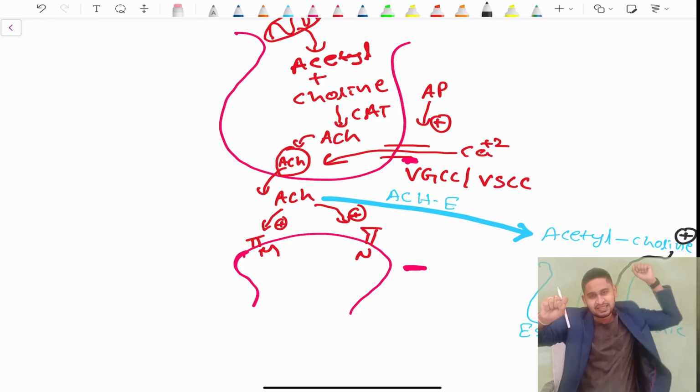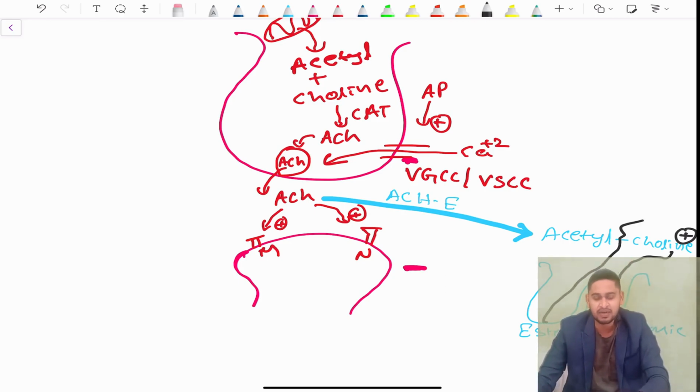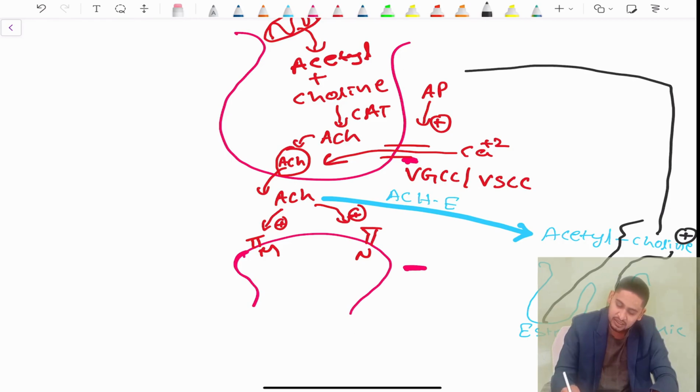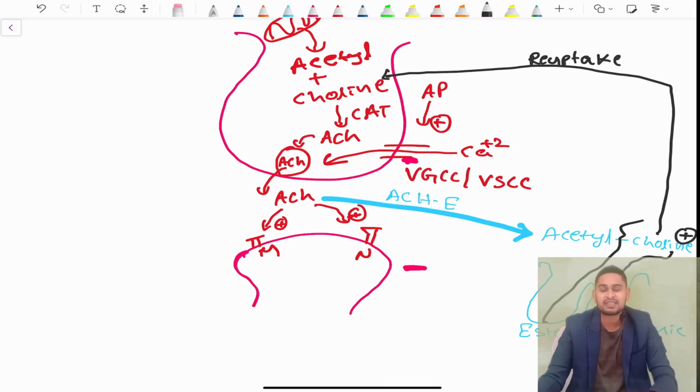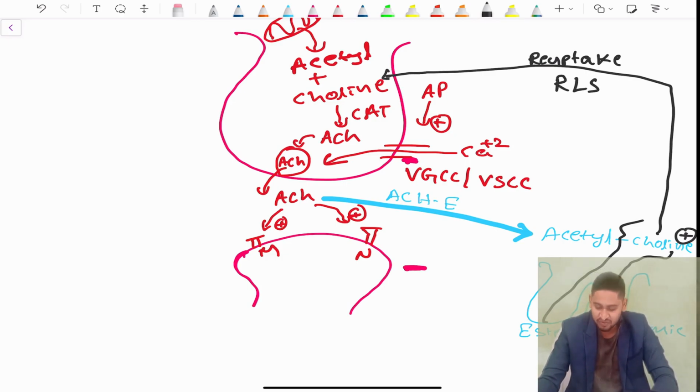Now the ester site will break down the particular ester bond between the acetyl and choline, and the choline will be taken back into the presynaptic nerve, and this process is called the reuptake process. And this is the rate limiting step of the synthesis of acetylcholine.